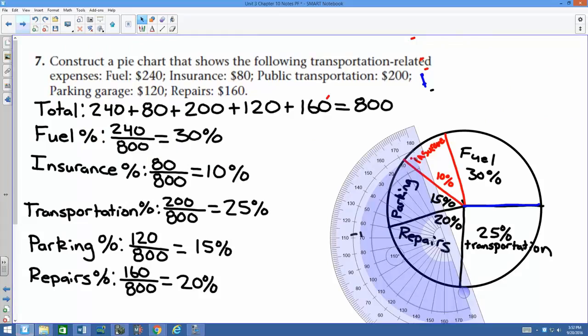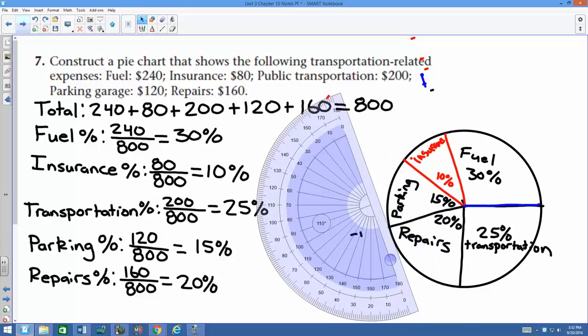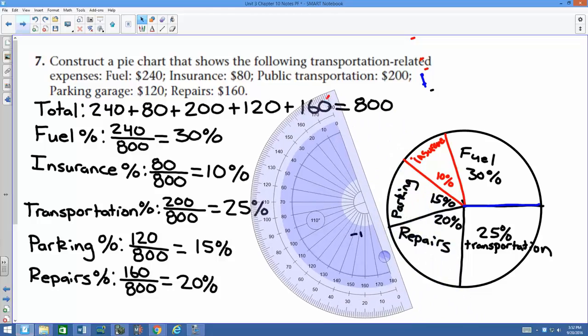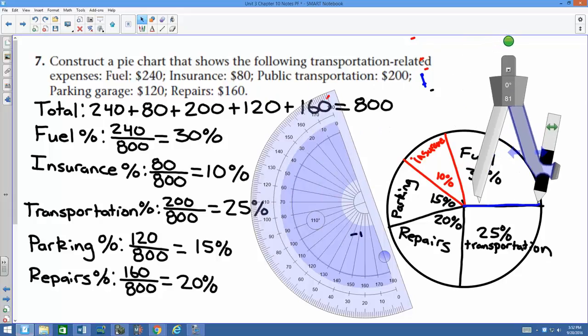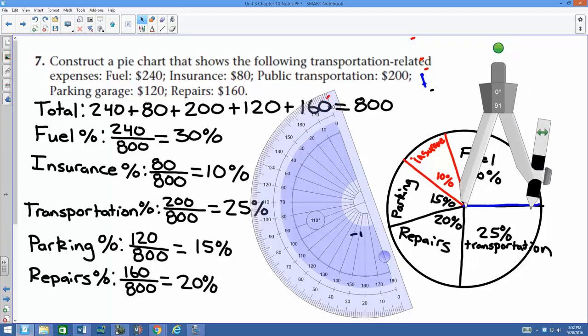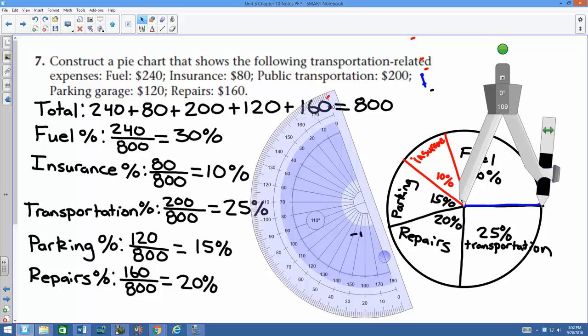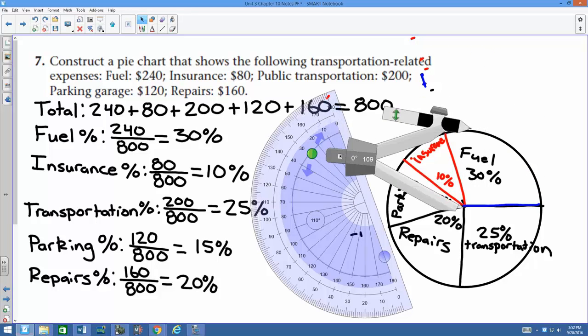Construct a pie chart that shows the following transportation-related expenses. So most people would probably do this on their computer. But if you wanted to get an exact pie chart, you would first use a compass. And you would put the point of the compass at the center where you want to make a circle, extend it out as big as you want, and then you would draw a circle.